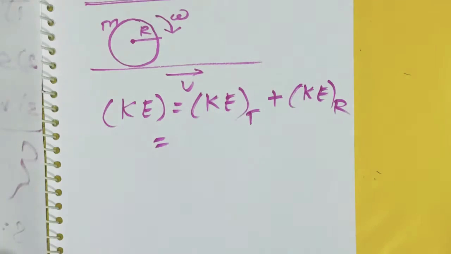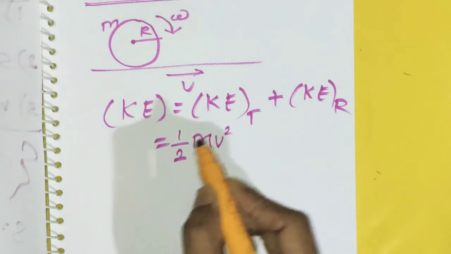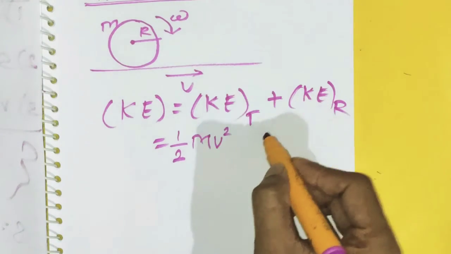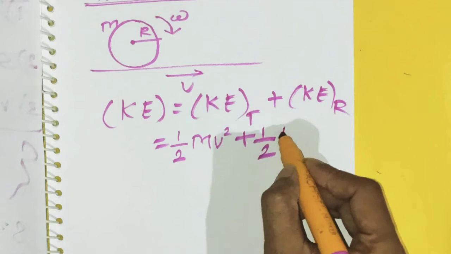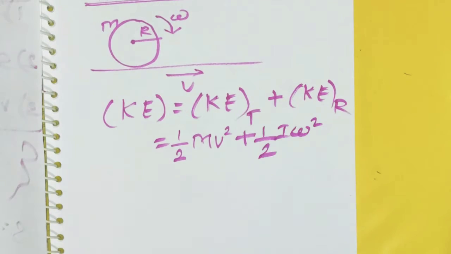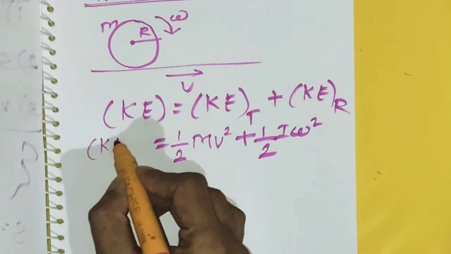The basic formula for the kinetic energy of translational motion is 1 by 2 mv square, and for the kinetic energy of rotational motion it is 1 by 2 I omega square, where I is the moment of inertia of the given body. So now we have to find the total kinetic energy.